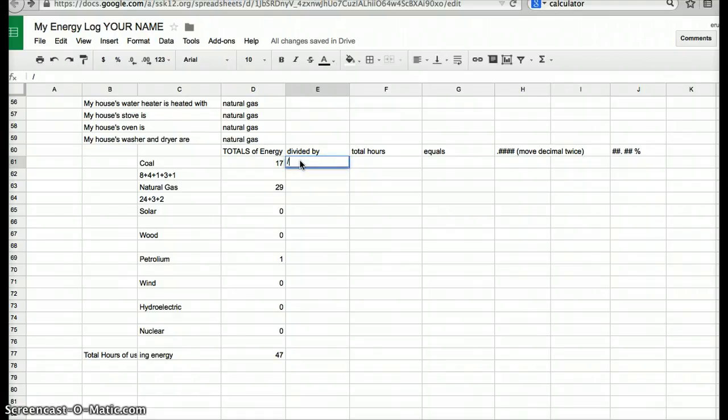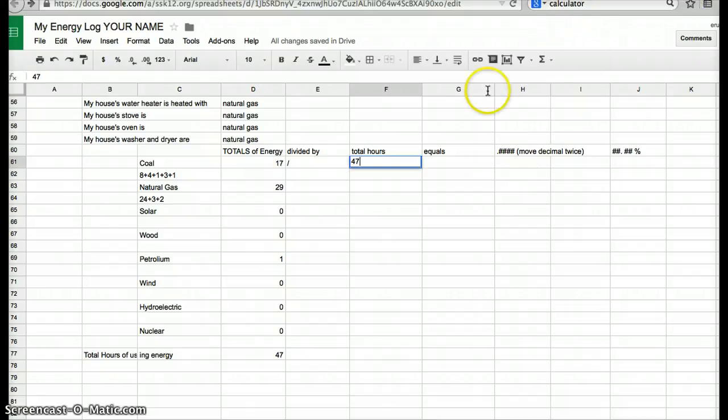Okay, just to clarify, because I don't have the divided by with the dot line dot. So 17 divided by total hours. So that's this 47 down here that you added up. So 17 divided by 47, and then we're going to get a decimal. So what I did is I pulled up calculator in Google on another window.